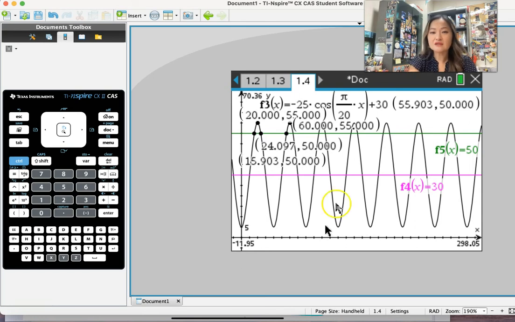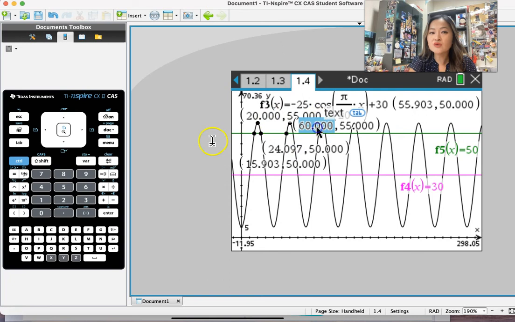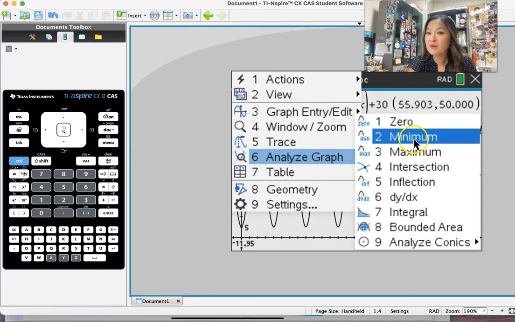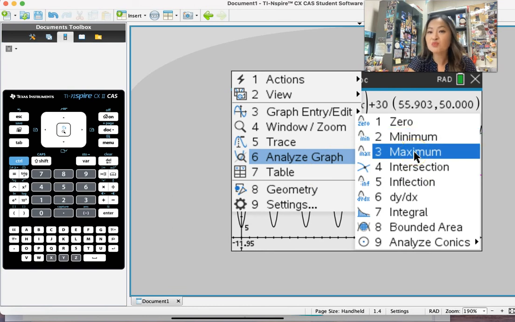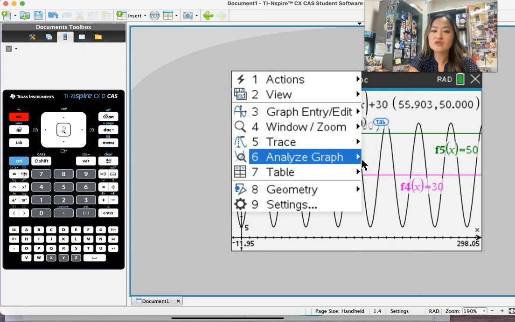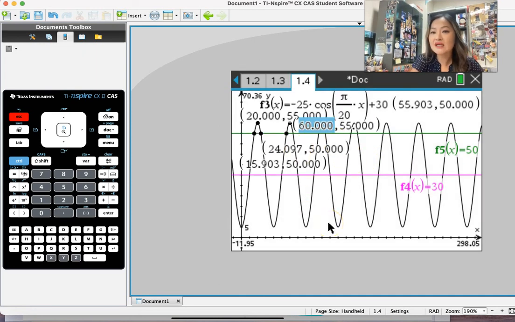Okay, so we've discussed, there's a lot of text on here. These points represent when it reached 50 feet. These points represent the maximum, and all we do is we press menu, analyze graph. Everything you ever needed. Are you looking for the minimum? Then you press minimum. Are you looking for the maximum? You press maximum. Are you looking for when the graphs intersected? For example, we were looking for when the graph intersected with y equals 50 feet and the actual cosine graph, and we press intersection. Okay, I think those are the most commonly used functions. We'll do the zeros in a second on the next video.